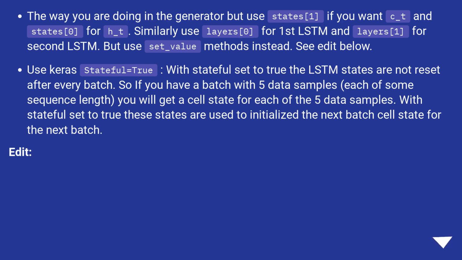See edit below. Use Keras stateful equals True. With stateful set to True, the LSTM states are not reset after every batch. So if you have a batch with 5 data samples, each of some sequence length, you will get a cell state for each of the 5 data samples. With stateful set to True, these states are used to initialize the cell state for the next batch.